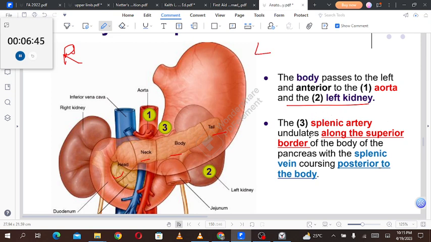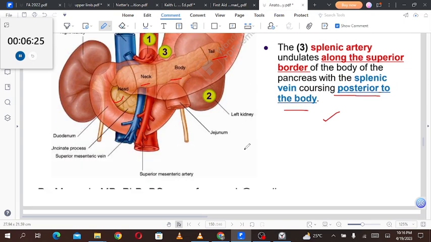The splenic artery undulates along the superior border of the body of pancreas with the splenic vein coursing posterior to the body. Okay, so splenic artery is moving along the superior border of the body of the pancreas with the splenic vein coursing posterior to the body.